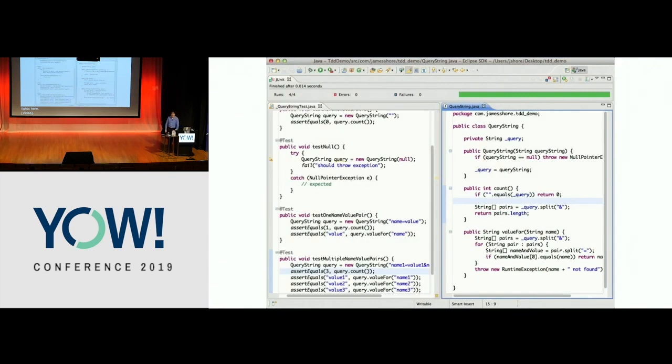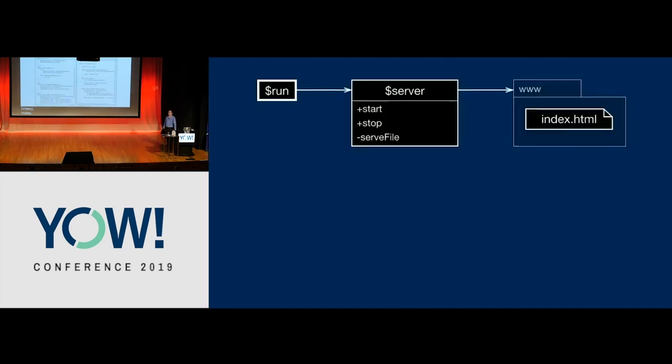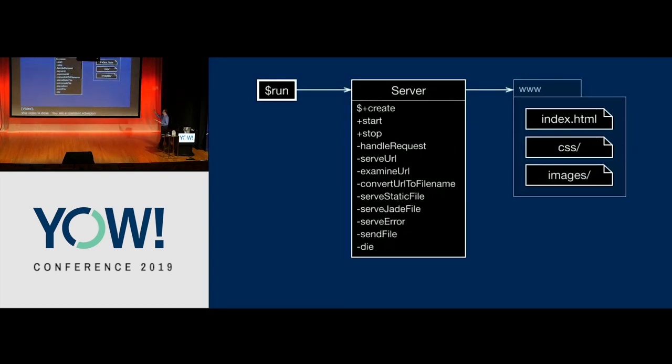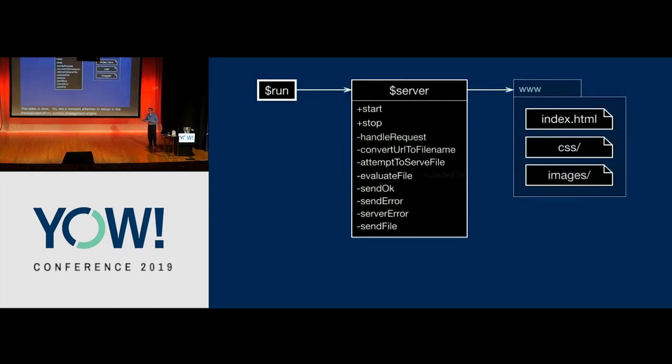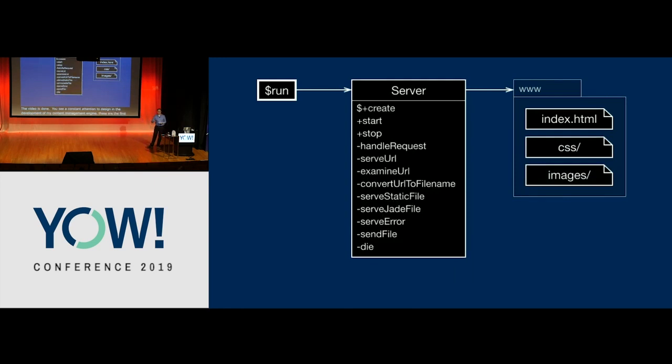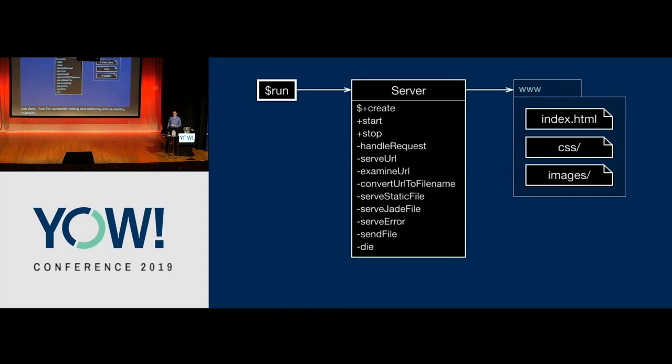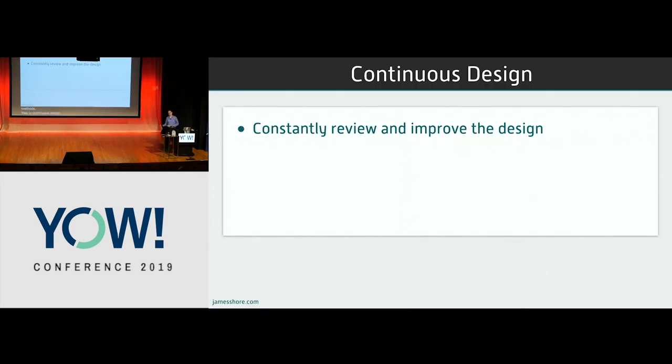The video's done. You see this constant attention to design in the development of my content management engine. This is the first 2 days, and I'm constantly adding and removing and renaming methods. This is continuous design. It's essential to making evolutionary design work. Not only do we make the design as simple as we can for just the features that we need right now, we also constantly review and improve the design as we go.